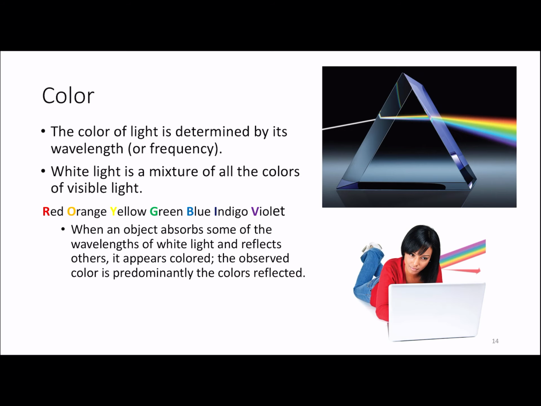Now again, color is determined by the wavelength or frequency of light. White light is actually a mixture of all the colors of visible light. When an object absorbs some of the wavelengths of white light and reflects others, it appears colored, and the observed color is whatever is reflected. For example, if you're wearing a blue shirt, your shirt is absorbing all of the wavelengths of light except for blue wavelengths, and it's reflecting those blue wavelengths back to your eyes, and so that's why you see it as being blue.